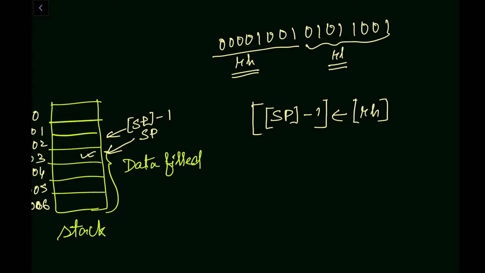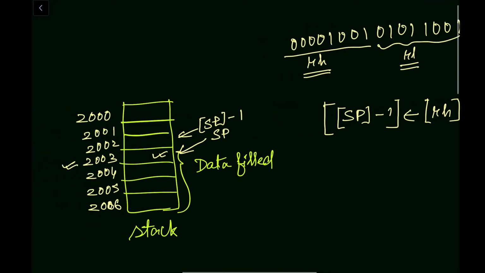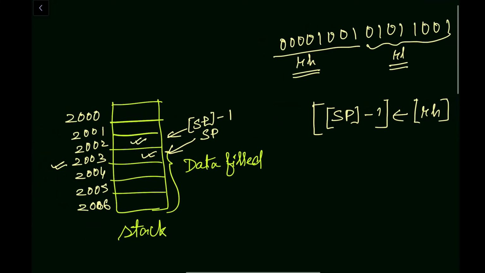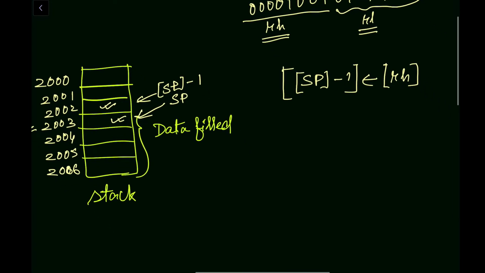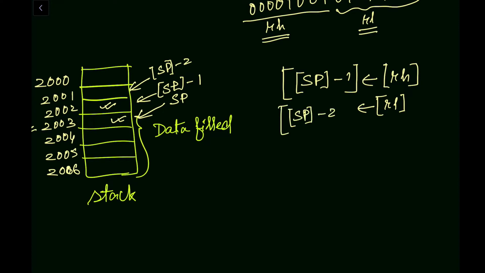So this higher order 8 bits will be stored here. At this point the register pair higher order 8 bits will be stored, and at the previous address, now this will be SP -2, the lower order 8 bits will be stored. So RL, that means the register pair lower order 8 bits, will be stored at SP -2. Okay, at this point the lower order register pair data will be stored. In this way this instruction will be executed.